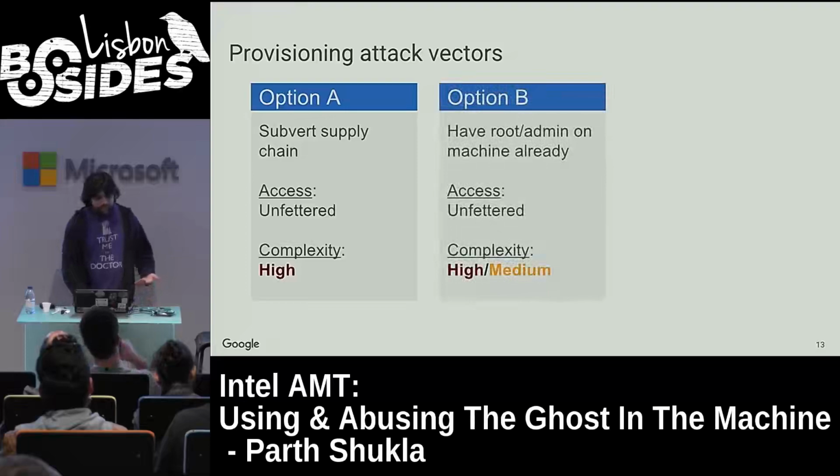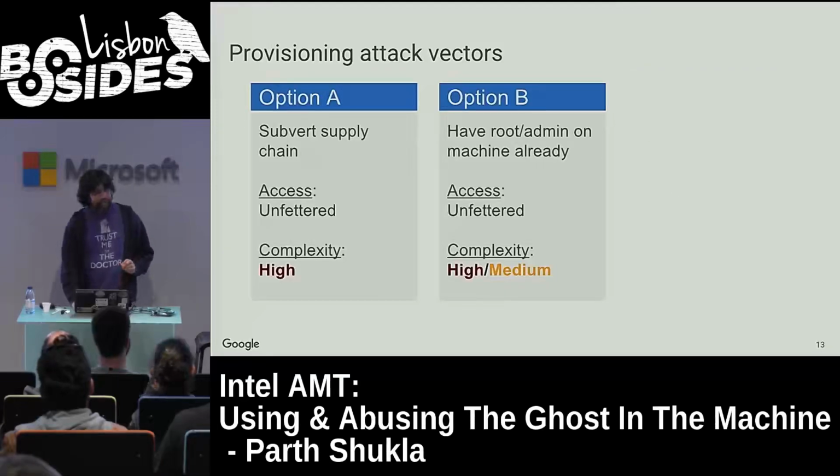Second option is you can have root or admin on the machine already. In this case, the provisioning method will be local agent on the OS. The complexity here is high for a well-secured OS at least, or medium if you think getting root on a box is easy. Another reason for high is because provisioning via local agent will get you client control mode and not admin control mode.